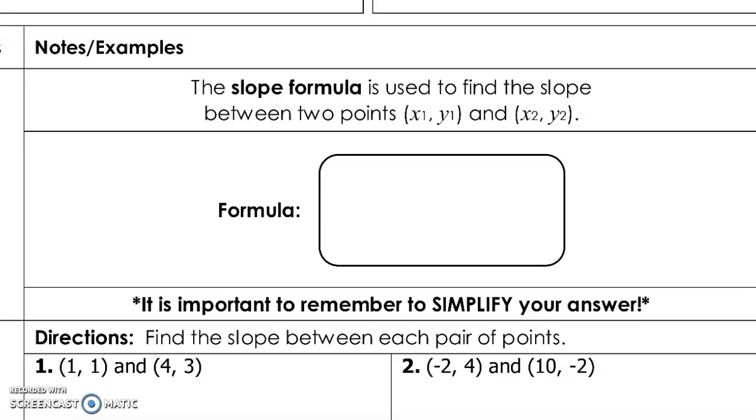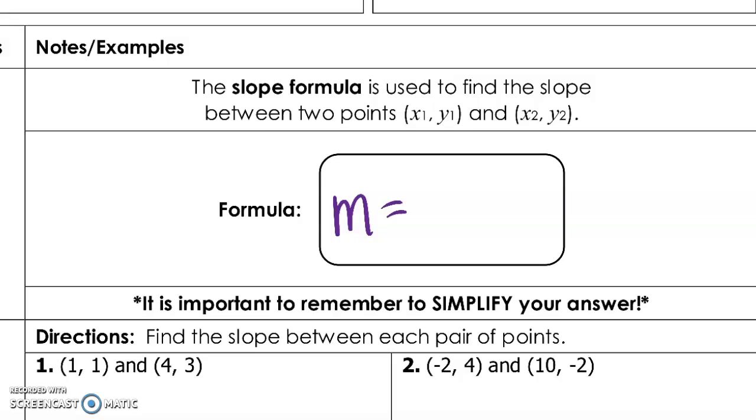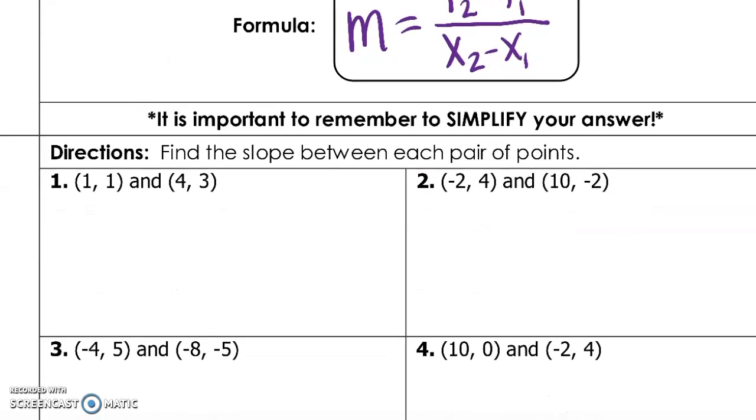All that matters is when you do this, we're going to put m equals, since we do rise over run, you need to subtract the y's on top and the x's on the bottom. Now the formula just states y2 minus y1 over x2 minus x1. But again, it really does not matter which one you put first. So I will show you that right away with number 1.